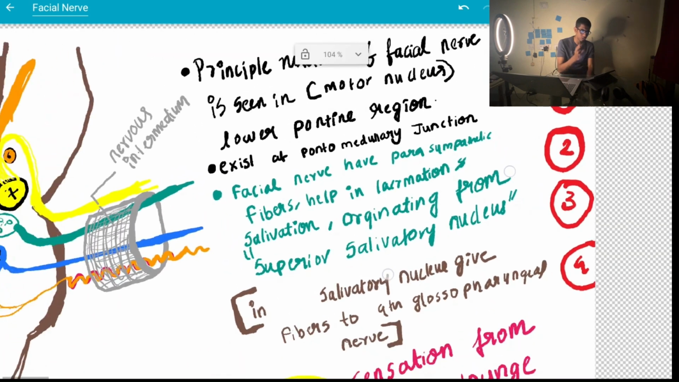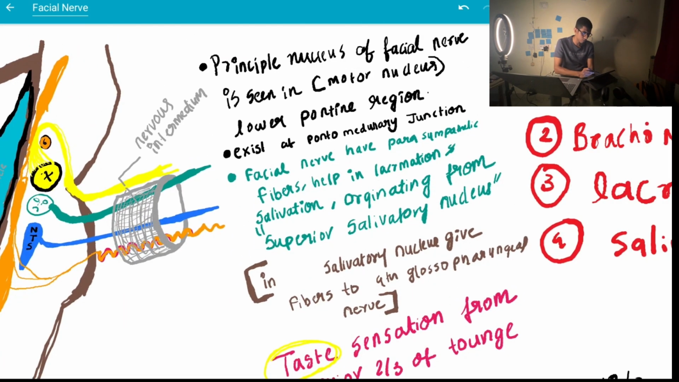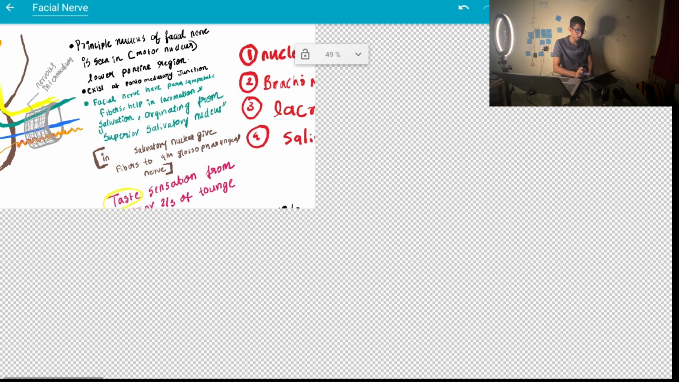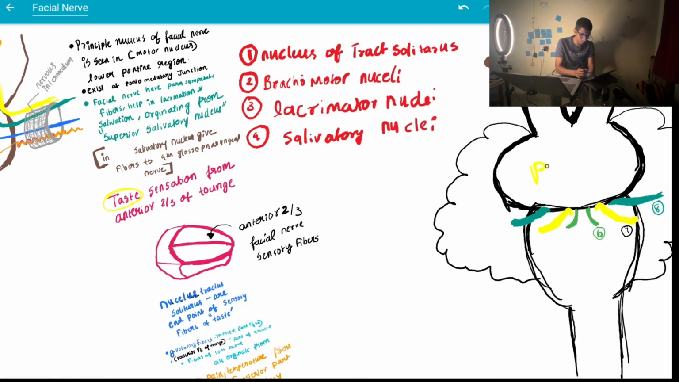So the principal nucleus, which is the motor nucleus of the facial nerve, is seen in the lower pontine region. This is the pons. In the lower part of the pons you are seeing this. It exists at the pontomedullary junction. So midbrain, pons and medulla. This is the pons. This is the medulla. So at the pontomedullary junction, the facial nerve is coming out.